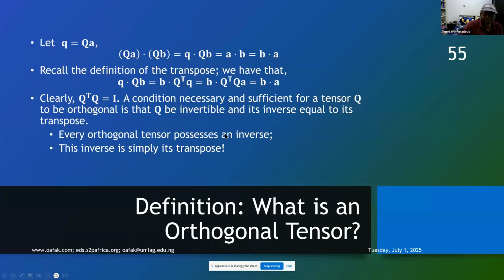Every orthogonal tensor possesses an inverse. So that is something about orthogonal tensors. They all possess an inverse. And how do you get the inverse? Just transpose it. That's the inverse. The inverse is simply its transpose.